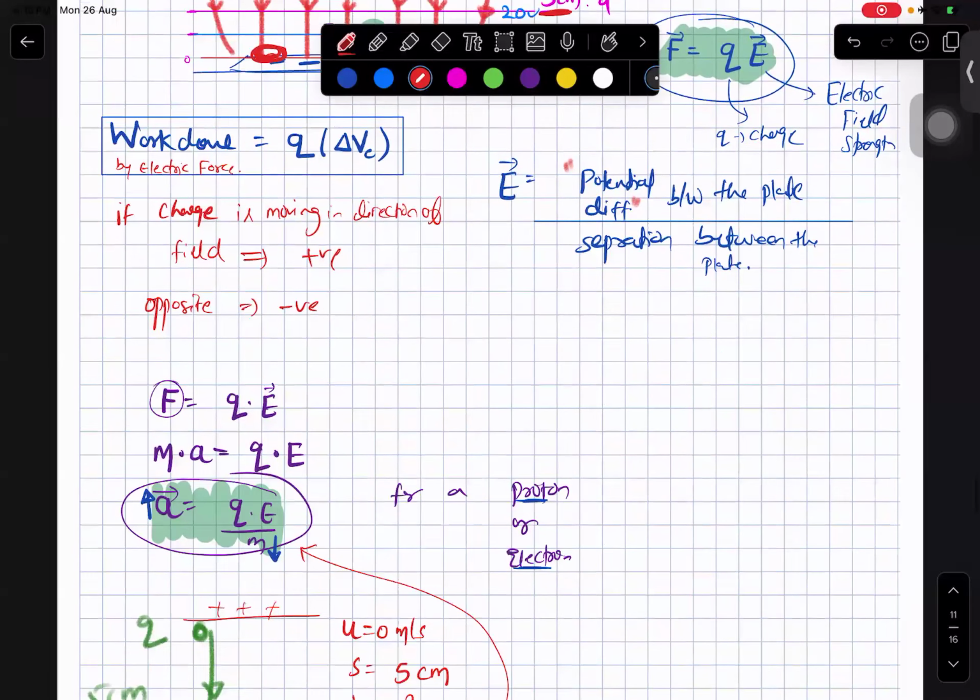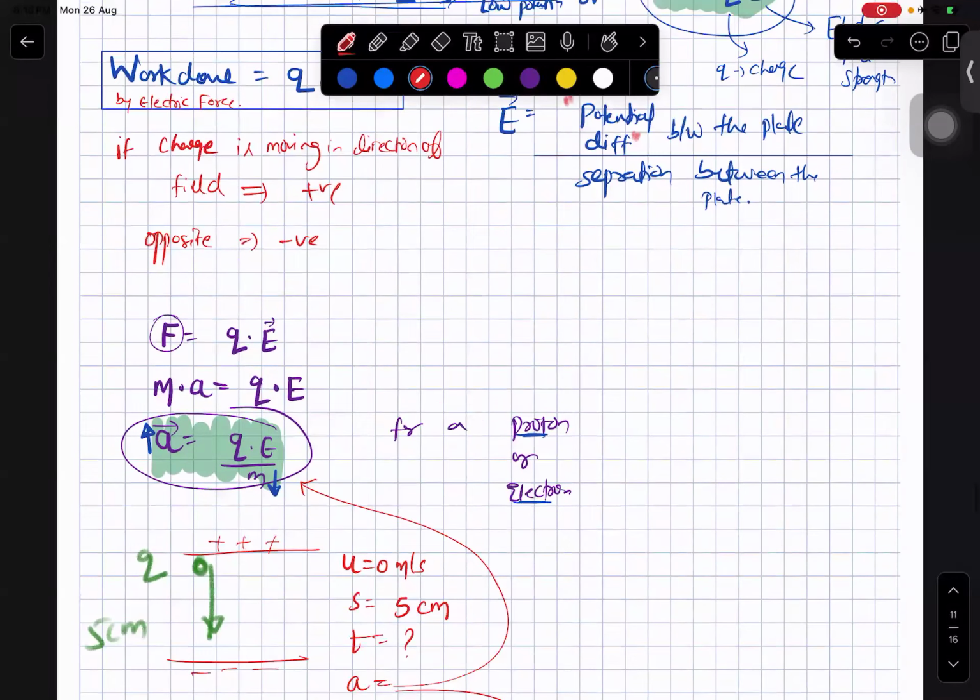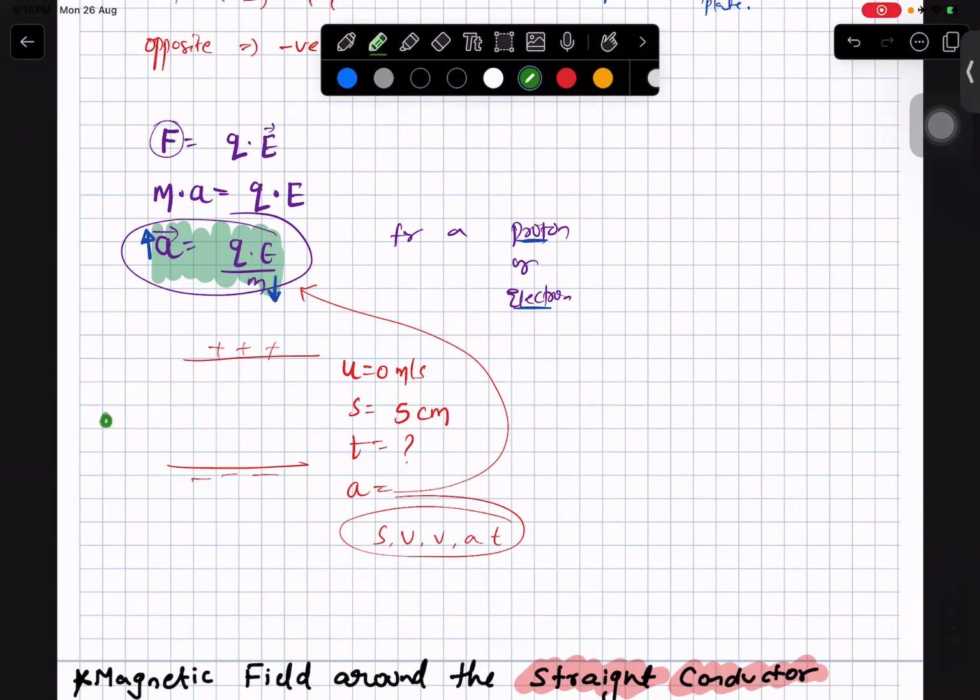Another thing: let's say this charged particle starts moving, and the electric field lines are like this, positive and then negative. If the charge is thrown into the electric field like this, it will always follow the path which is called a parabolic path.